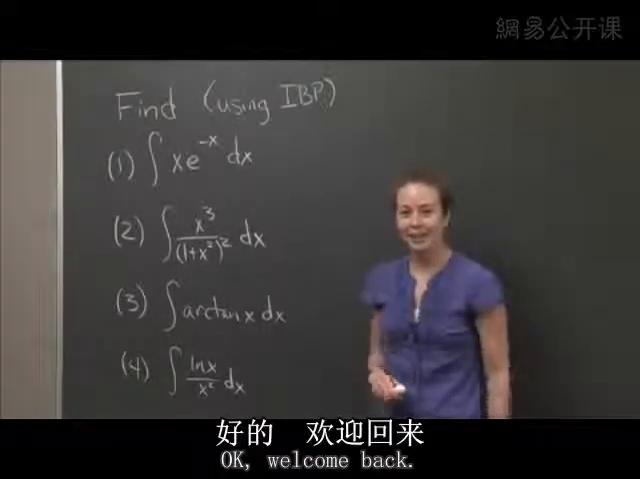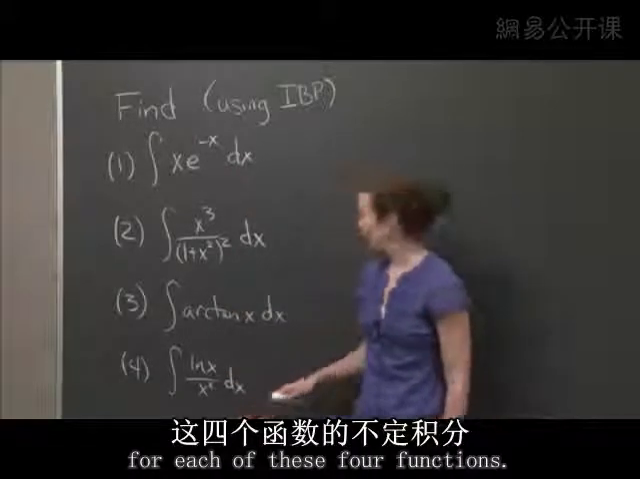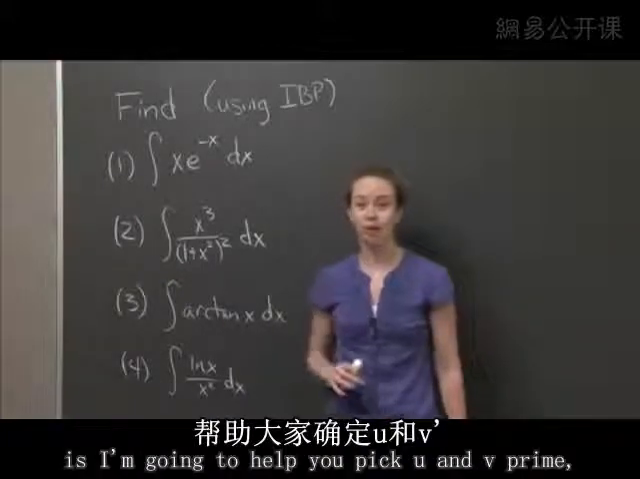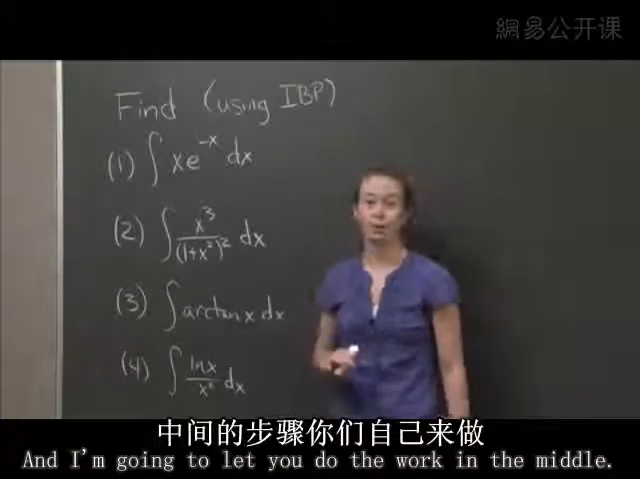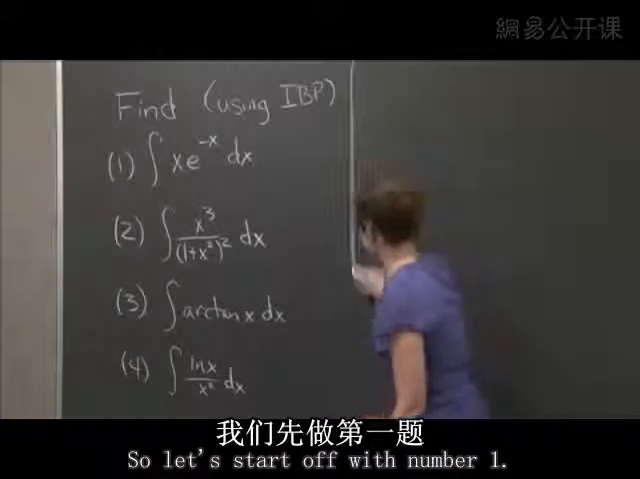OK, welcome back. So again, what we're looking for is antiderivatives for each of these 4 functions. And now what I'm going to do is help you pick u and v prime, and then I'm going to show you what answer I got. And I'm going to let you do the work in the middle. So let's start off with number 1.